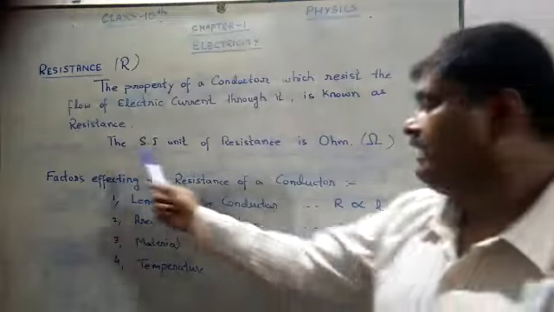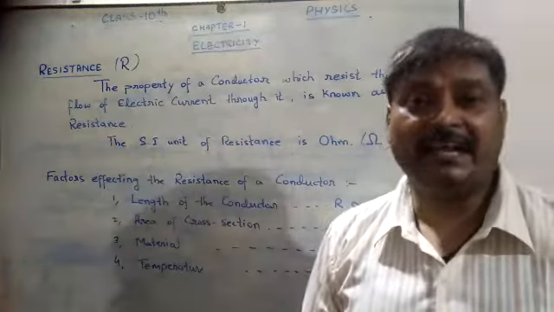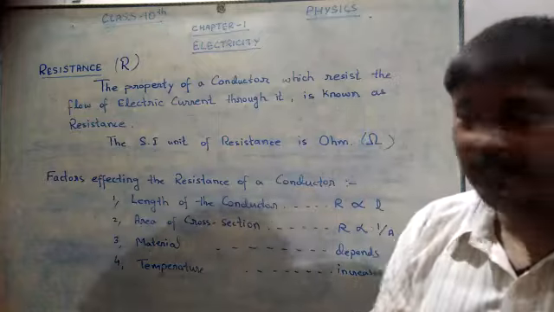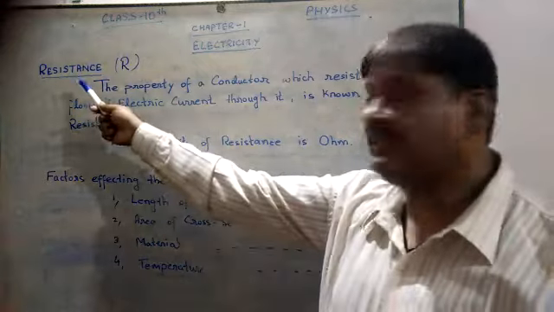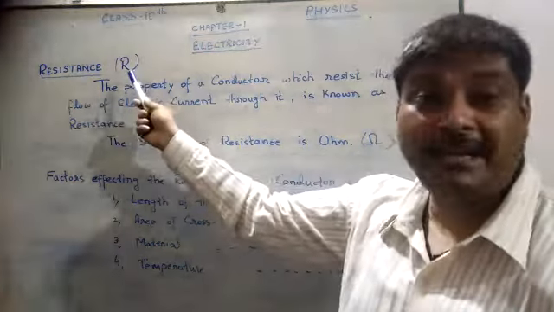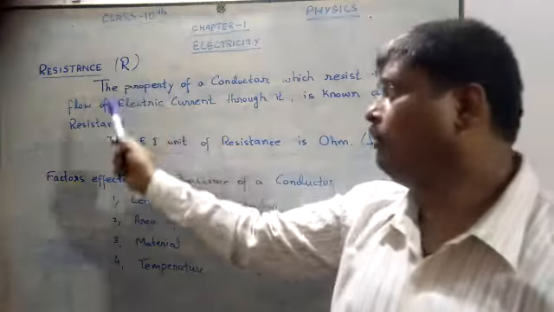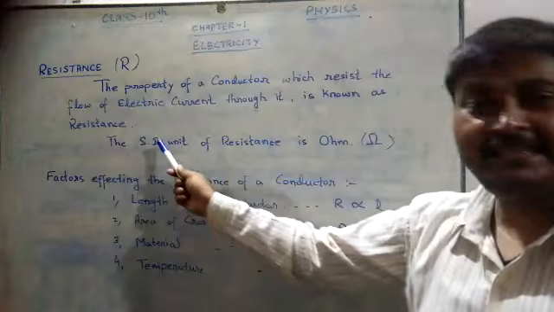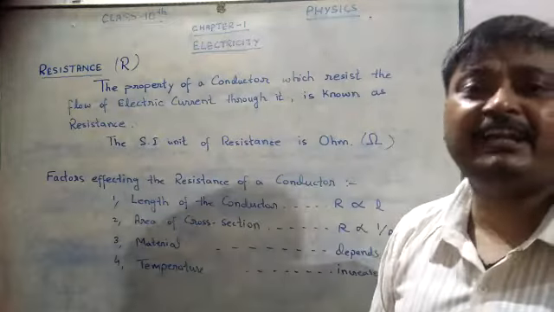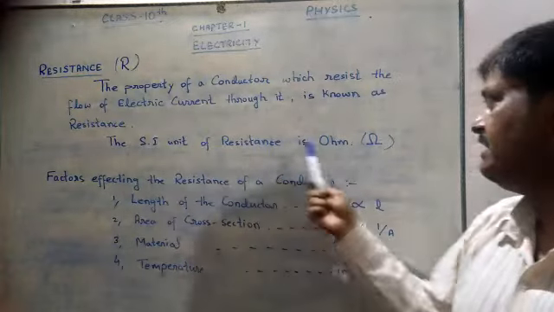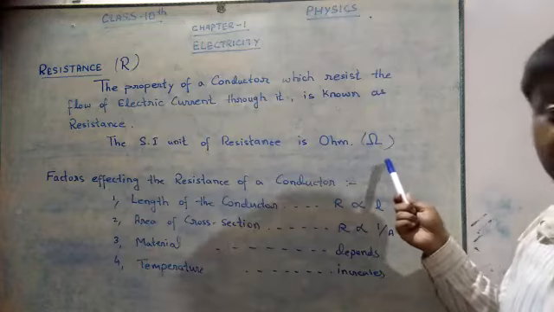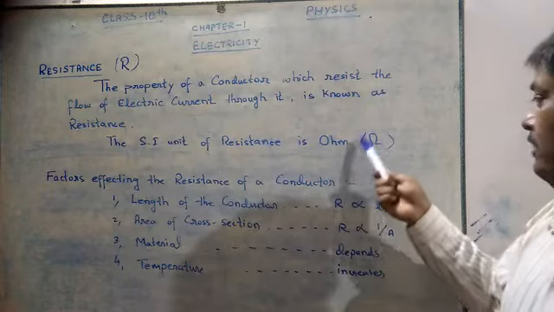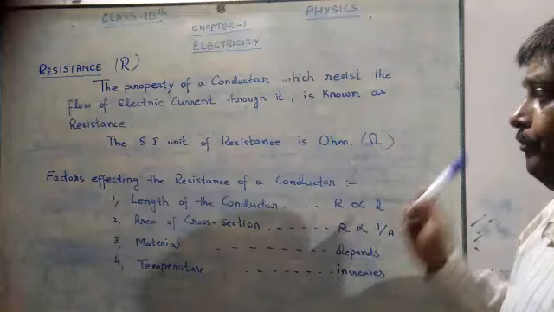Now, the SI unit, that is Standard International Unit of Resistance, is ohm. The resistance is denoted by capital R. Note it down. The resistance is denoted by capital R, while the SI unit of resistance is ohm. This is the figure. Get reminded of this figure. This is new for you. Here, the figure of ohm.